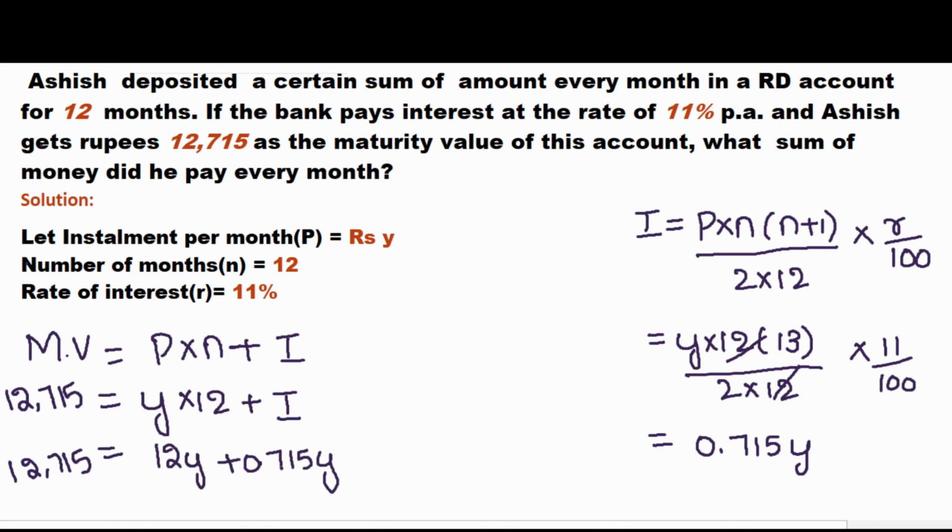So 12 into Y is 12Y plus again 0.715y. So on adding on our right hand side, I'll get 12.715y will be equal to our maturity value, that is 12,715. I need to find Y value. So to find Y value, I'll divide 12,715 by 12.715.